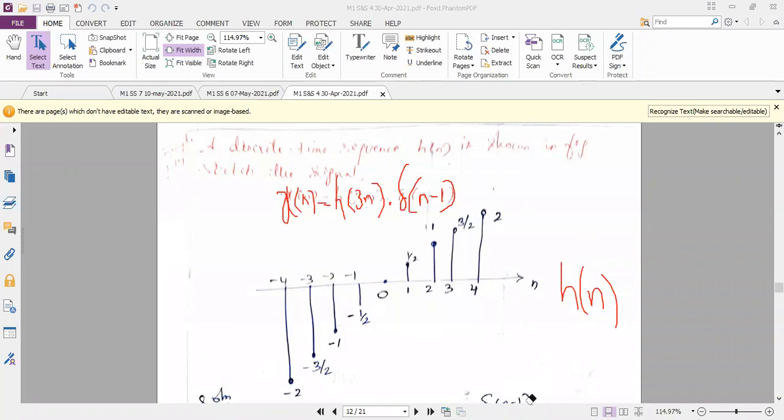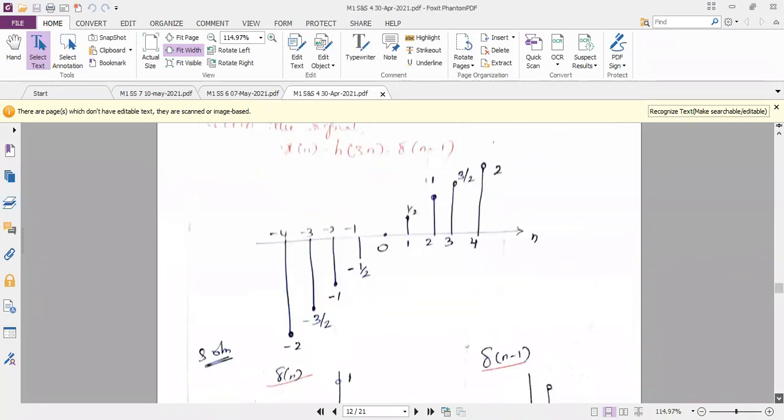Yes, is the question copied? Yes, ma'am. Yes. So now, h of 3n we will do later because h of n is there in the question. We don't know what is delta of n minus 1. So first let us plot what is delta of n.